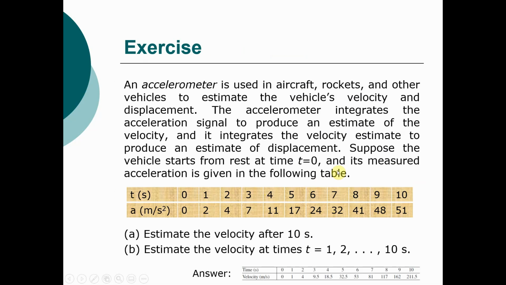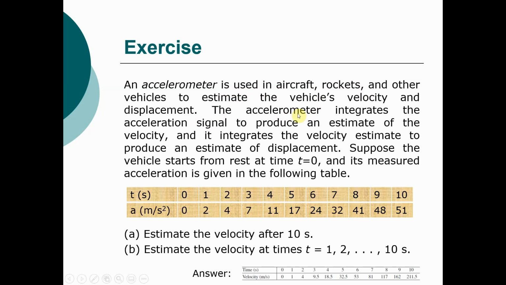Okay, so here you see an example of a problem where we have to apply numerical integration. We have an accelerometer, which is used in aircraft.